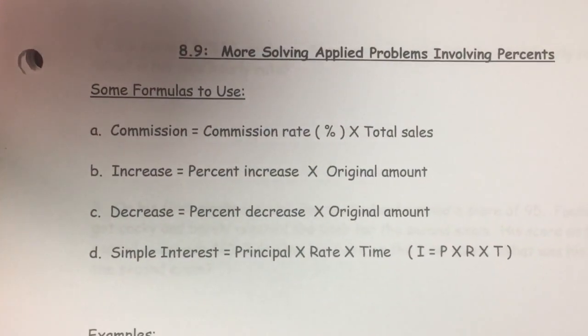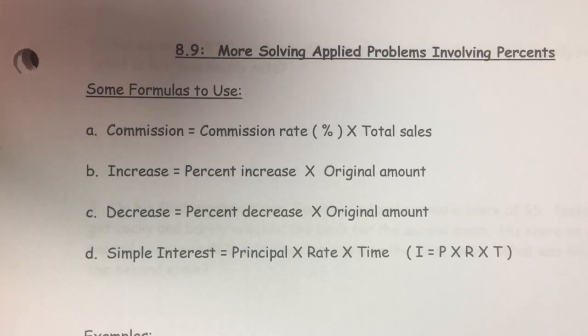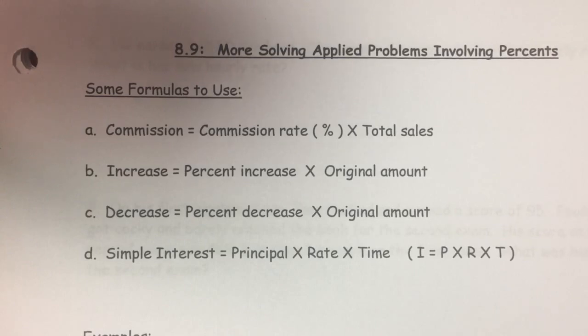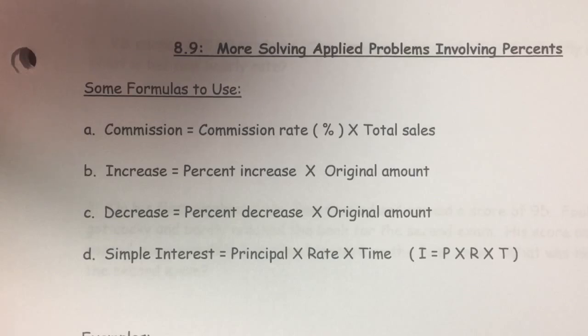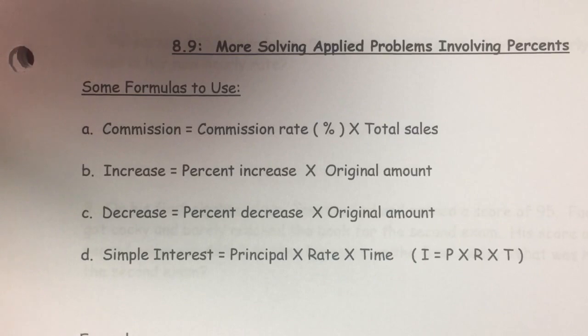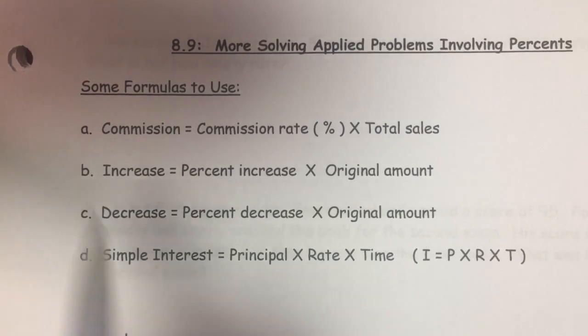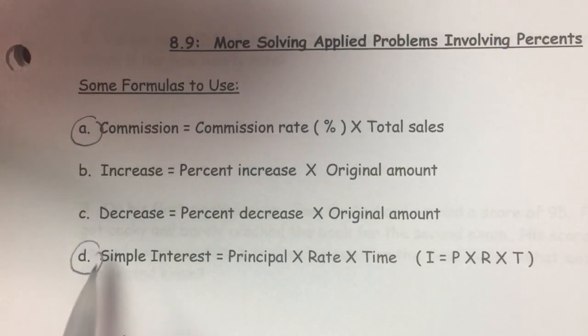All right, let's do the notes for 8.9. Now, here's some formulas that they give us to use. I will tell you B and C, those two formulas, we're just going to do it the old-fashioned way without using those formulas, just the way we did in the previous section, and I will show you examples of each. But A is a formula that you should know, and D is a formula you should know.